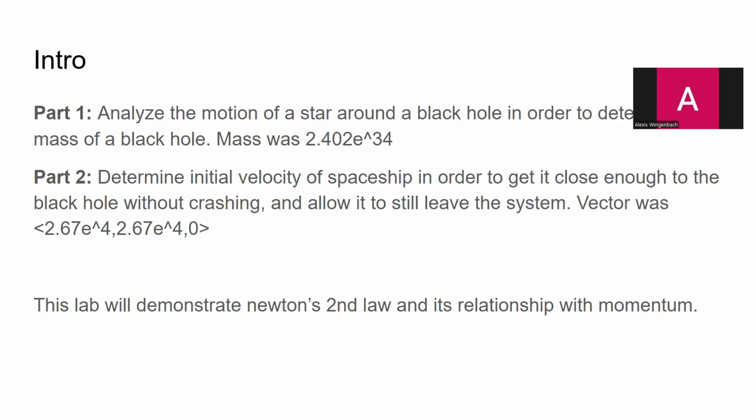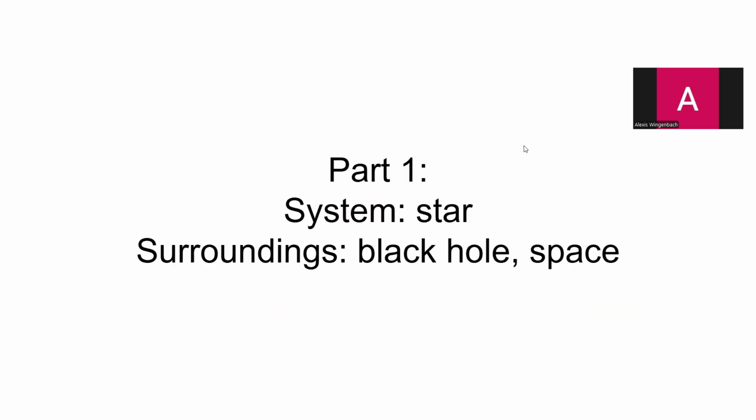The vector is going to be 2.67 times 10 to the 4th for x and y, and then 0 for z. It's going to demonstrate Newton's second law and its relationship with momentum. So for part 1, the system is a star and the surroundings are the black hole in space.